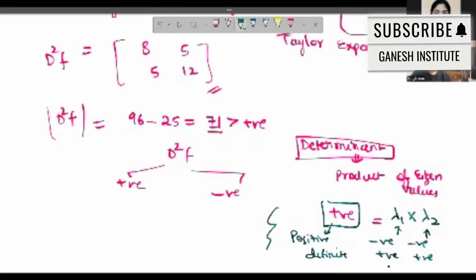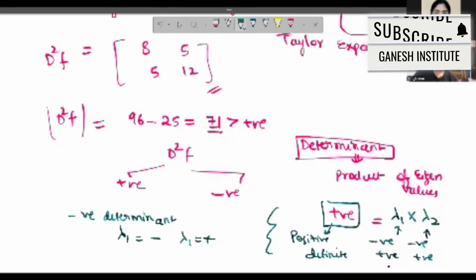Okay. And if the determinant comes out as negative, tell me what can be the case. It has to be negative. Indefinite, because one eigenvalue has to be positive and another has to be negative. Then only I'll be able to get the negative product, right? Yeah, one of them has to be negative. So that means it is fluctuating. It is going to and fro.